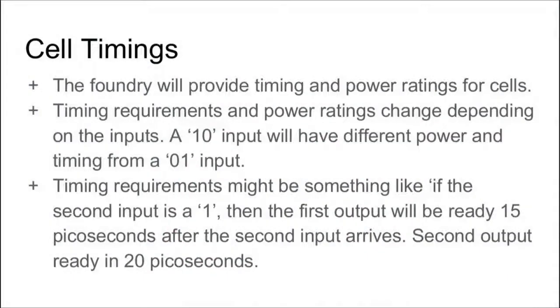So one of the things that's really interesting to me is that I saw a spec sheet for a half adder, and it had different timings depending on what the inputs were. So if you have a 1 and a 0 as an input, the time it takes for the computation to complete is going to be different than if you have a 0 and a 1 for an input. And also the amount of power that it consumes is going to be different.